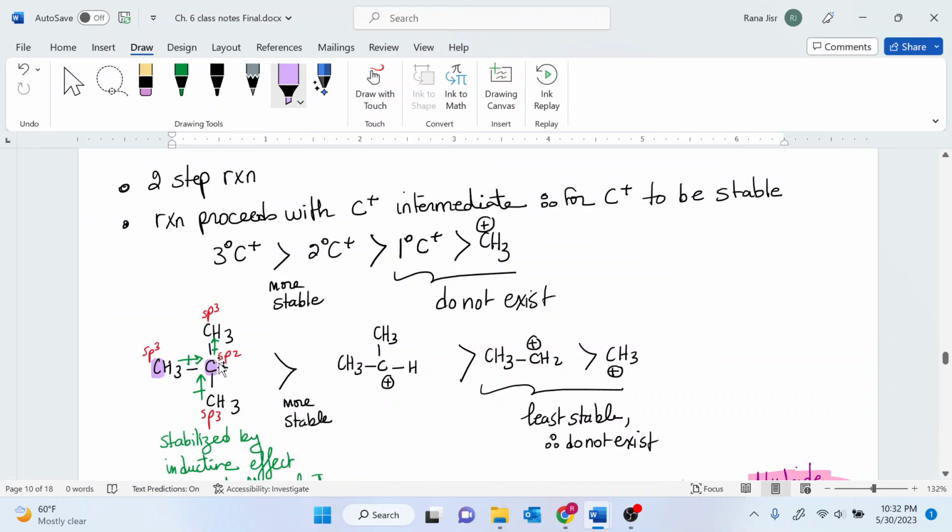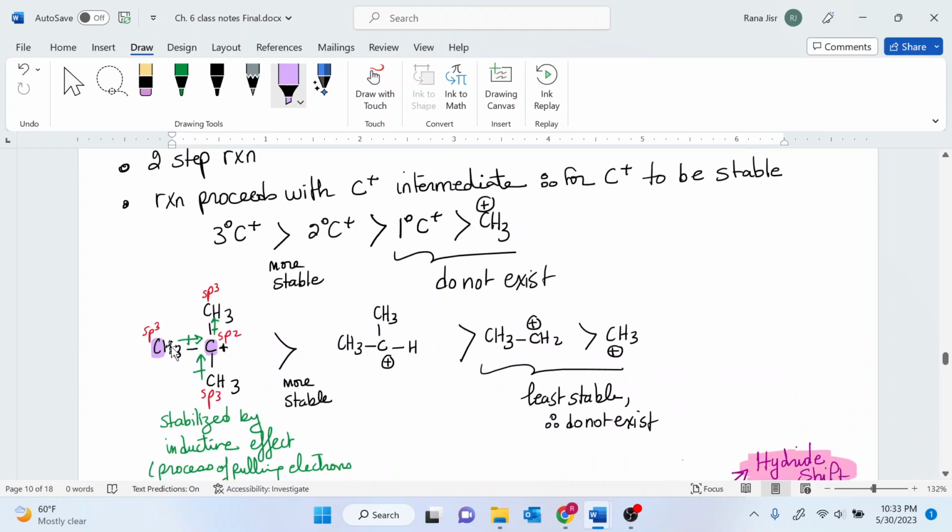So see, this carbon here has a plus charge, meaning that it is an electron deficient site. But because it's an electron deficient site, it's taking electrons away from the other sp3 hybrid carbons so that all of these carbons share the electron deficiency, and the electron deficiency is not just concentrated on this central carbon. That is going to increase the stability of the carbocation. So here the carbocation is stabilized by inductive effect, and the inductive effect is simply the process of pulling the electrons through the sigma bond.